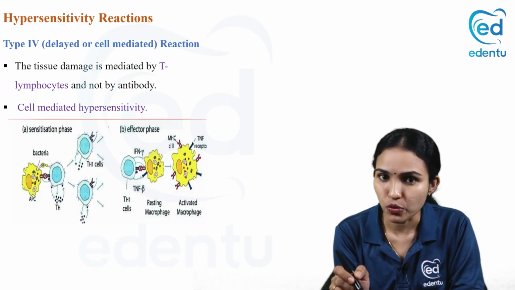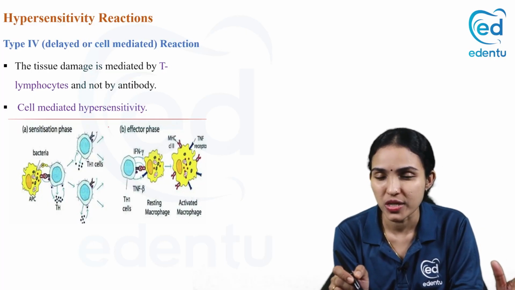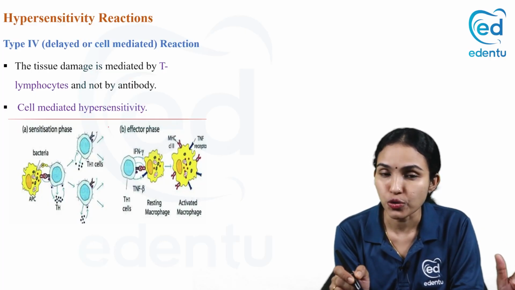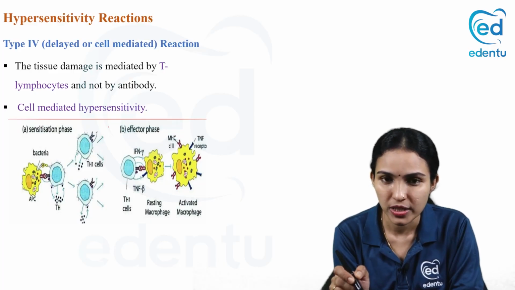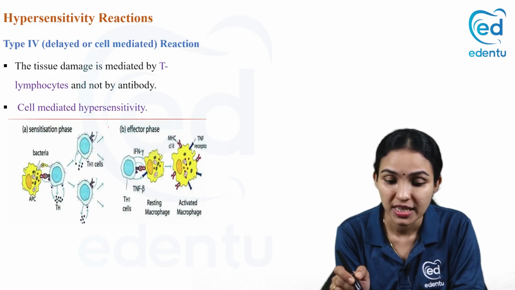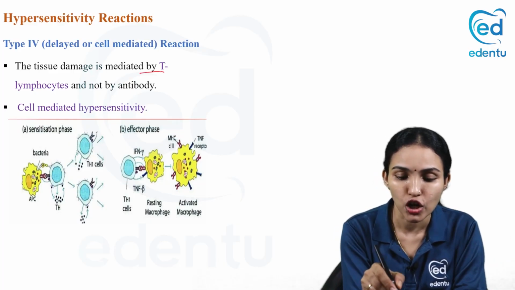Now coming to type 4. After type 1, the most important question for exam is type 4. I told you type 4 is delayed or cell-mediated reaction. Here the tissue damage is mediated by T lymphocytes and not by antibodies.